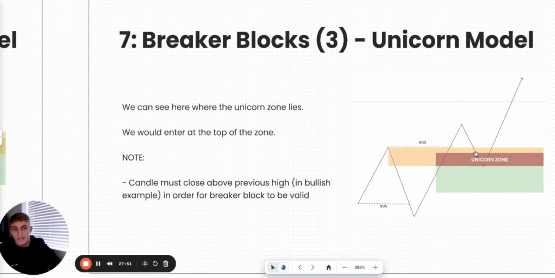Where we'd enter is at the top of this zone. So when price retraces back and hits that point, we'd take an entry. What's very, very important, and basically the most key thing that people might miss, is that on the second break of structure, you need the candle to close above the order block. If it doesn't, it's not a valid break of structure, it's not a valid unicorn zone, and your probability of your trade being successful is much, much less.